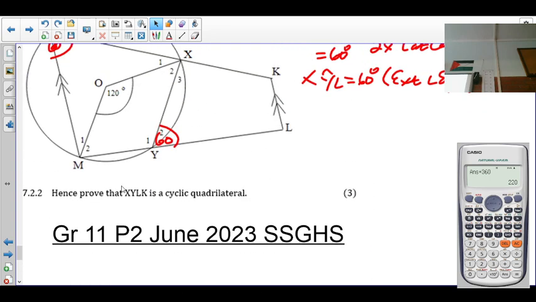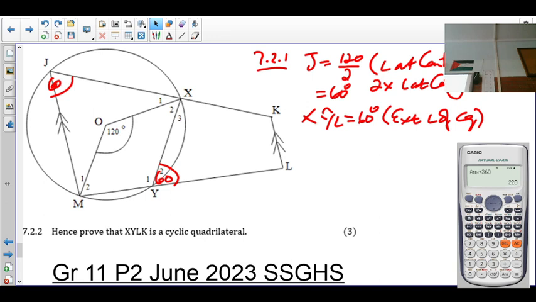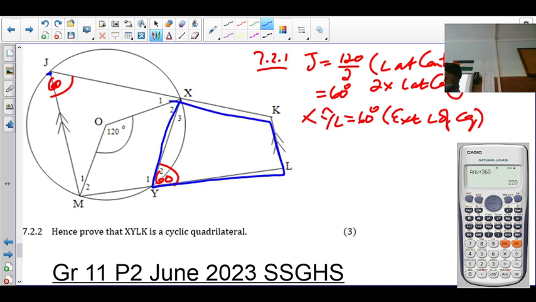Next question. Hence prove that X, Y, L, K is a cyclic quad. People, if this is a cyclic quad, what do we know? There are three ways of proving cyclic quads: opposite angles are supplementary, exterior angle equal to the interior opposite, or the bow tie. So if I can prove this is 120, I've done the job.